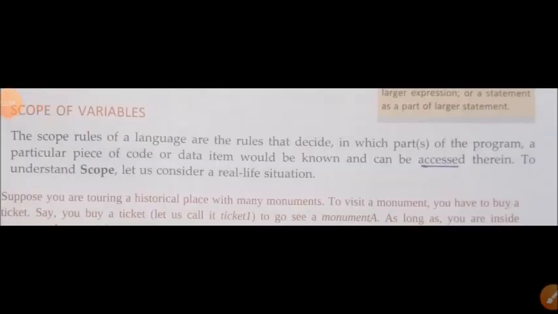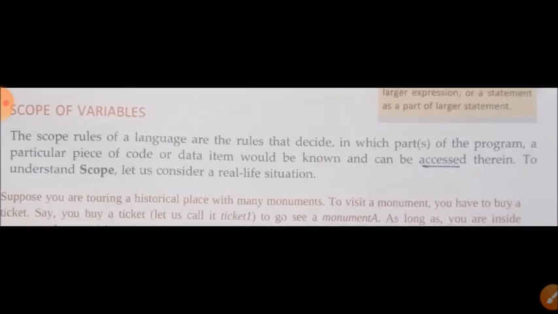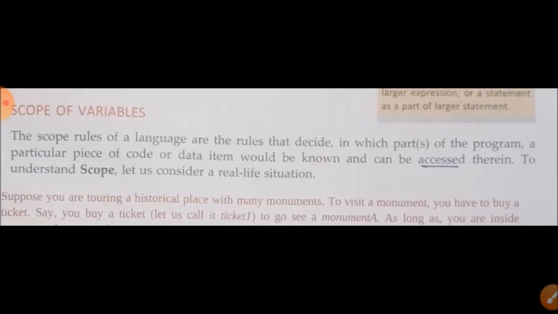Next, we are going to see the scope of variables. The scope rules of a language are the rules that decide in which part of the program a particular piece of code or data item would be known and can be accessed. We can give a particular code accessibility permission to particular places, that is known as the scope of a variable.